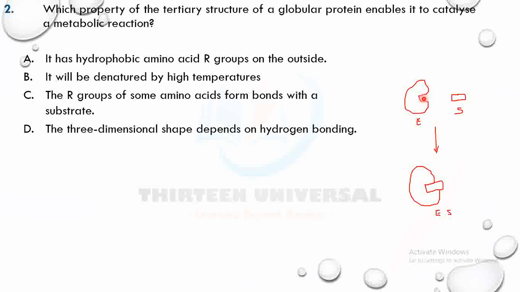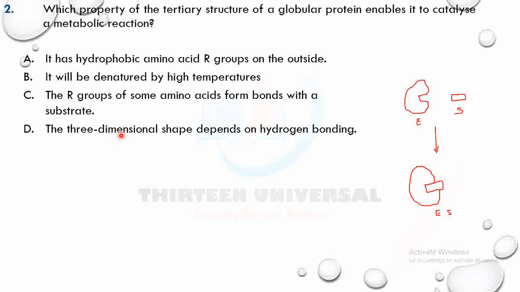So there are R groups of the amino acids lining the active site. The amino acids lining the active site form temporary bonds with the substrate, and that can help either exert strain to break the substrate, or join the reactive groups of substrate molecules to form a product. So C is the answer.